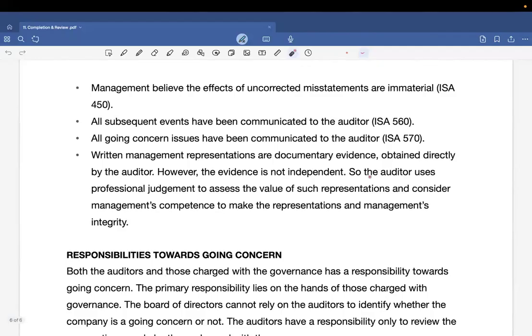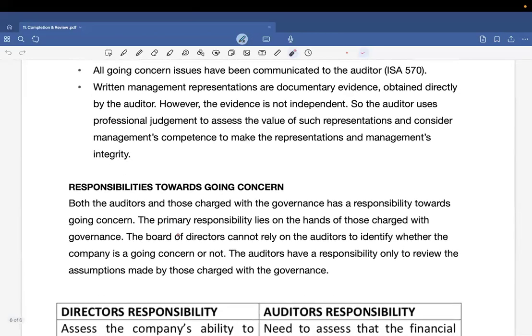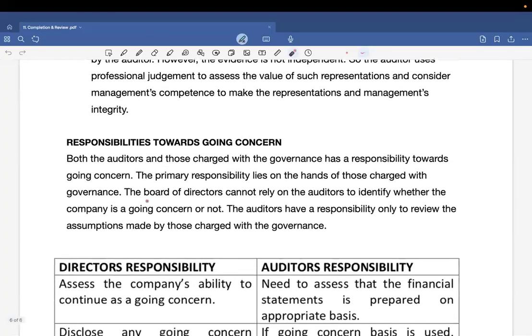Okay, and written representations are like documentary evidence which is going to be directly obtained by the auditor. Clear? But the problem is the evidence is not independent. So the auditor is going to use his professional judgment and decide whether or not to rely upon the written representation. Clear? Okay, responsibilities towards going concern.